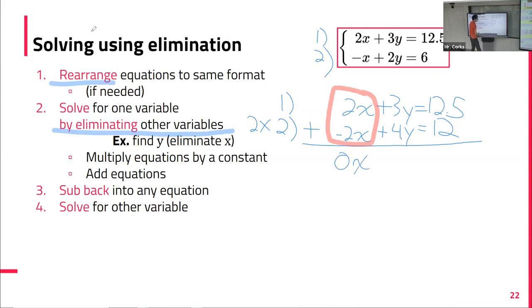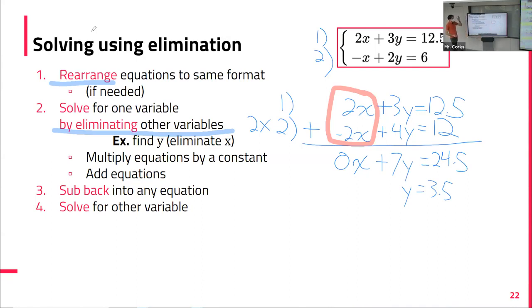I'll just do it for thoroughness here. 0x, okay, that's what we wanted. It's good to confirm though that it doesn't actually happen. Okay, so 7y here. So 3y plus 4y, 7y. And our right side, 12.5, 12, 24.5. That's the thing that we just had with the substitution one. I'll skip the steps here. That's our 3.5.